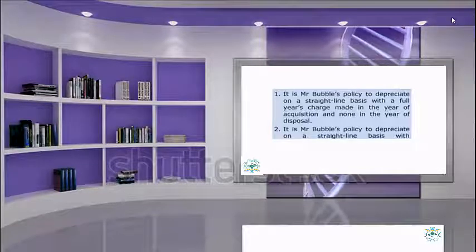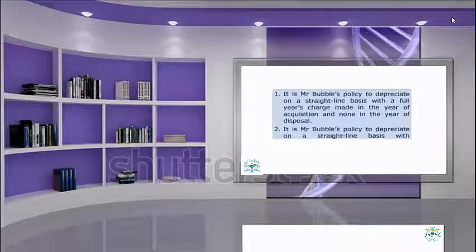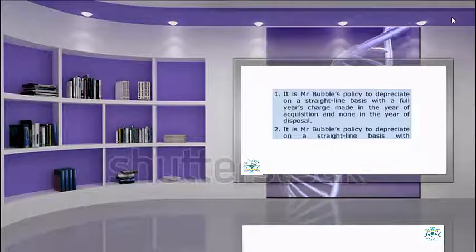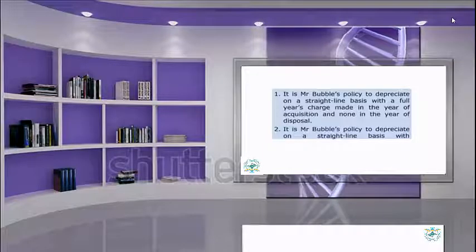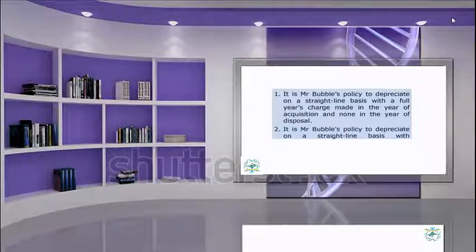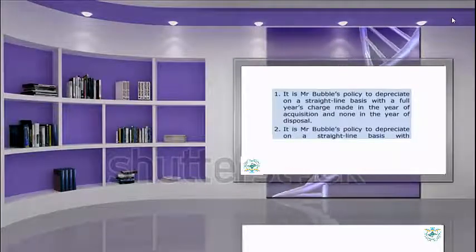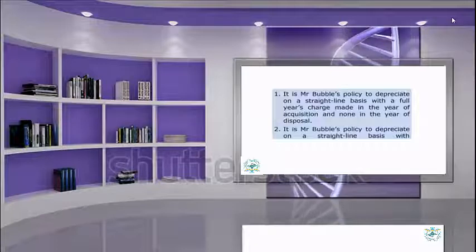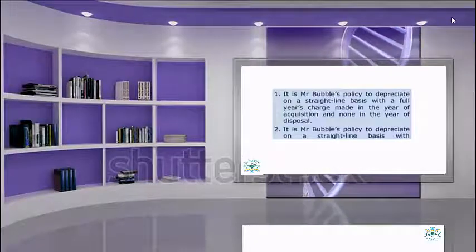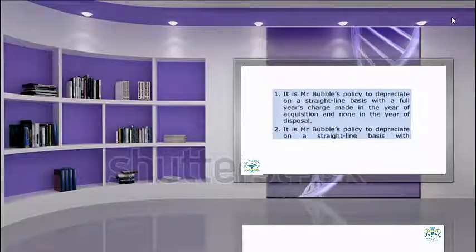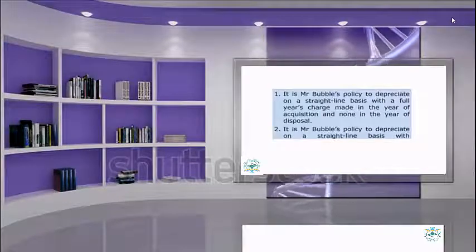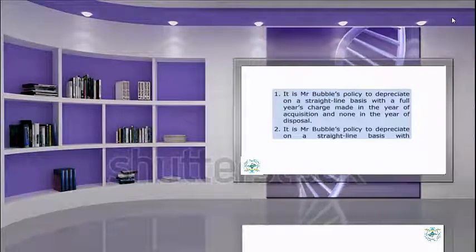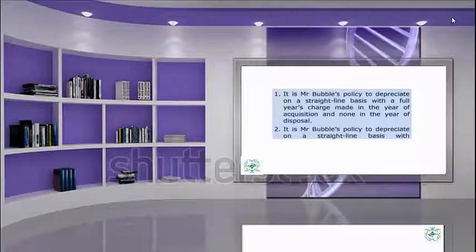And then the second point is Mr. Bubble's policy to depreciate on a straight line basis with proportionate depreciation in the year of purchase. So, what we're distinguishing between here is the first requirement is to calculate straight line depreciation of that building. So the first requirement says that we're assuming that regardless of when we acquire the asset, we're going to charge a full year's worth of depreciation, straight line method, in the year of purchase. And the second requirement says that depending on the date that we acquired the asset, we're going to have a proportionate charge of depreciation for the number of months we've held that asset for.